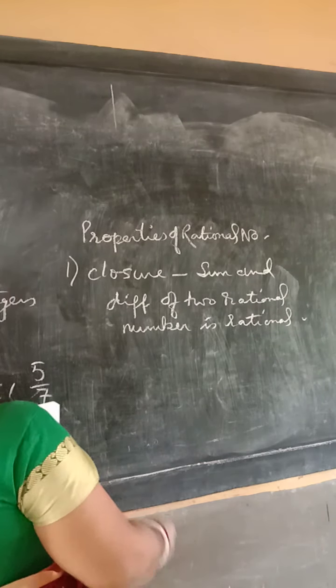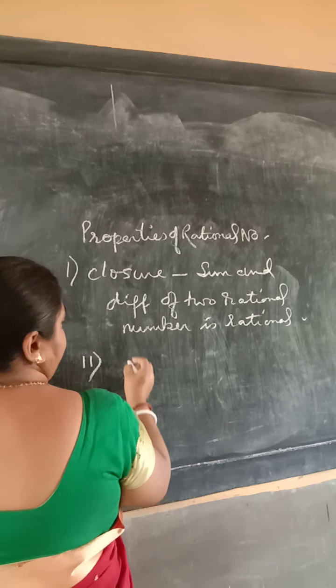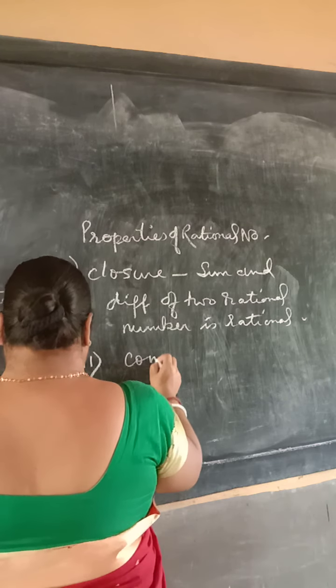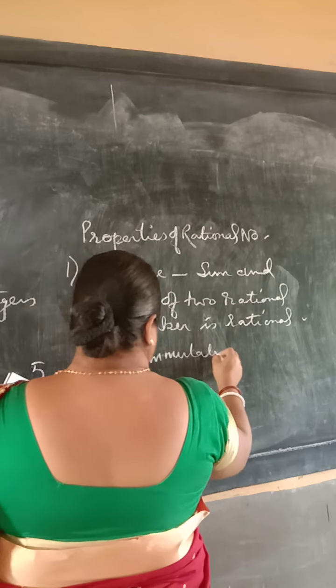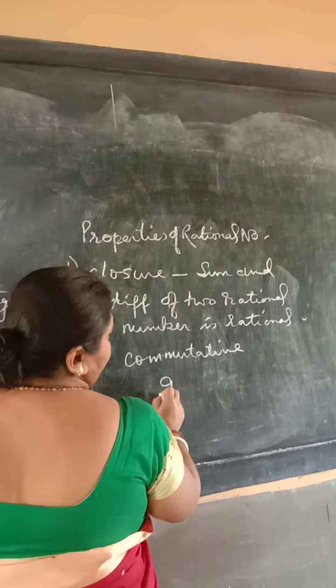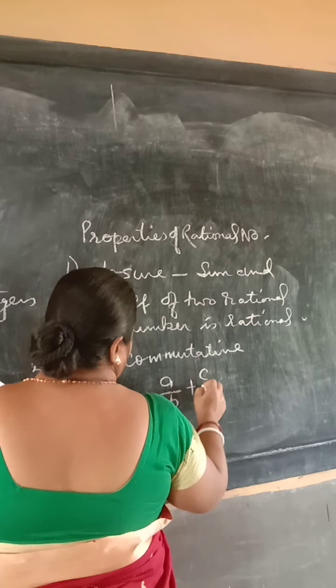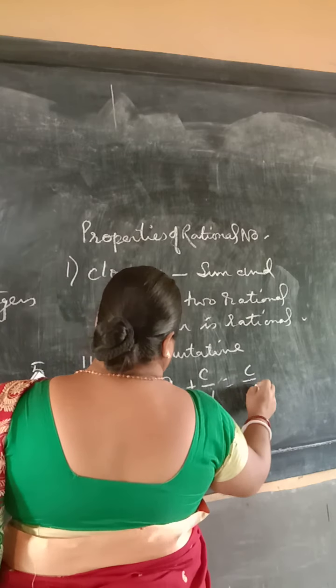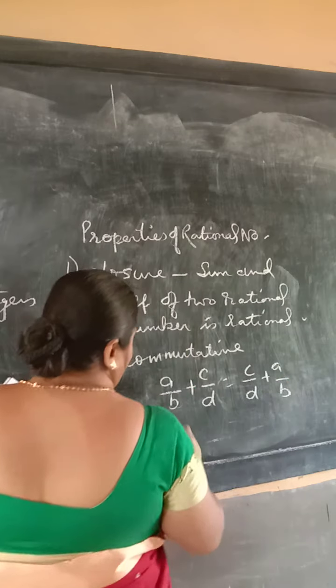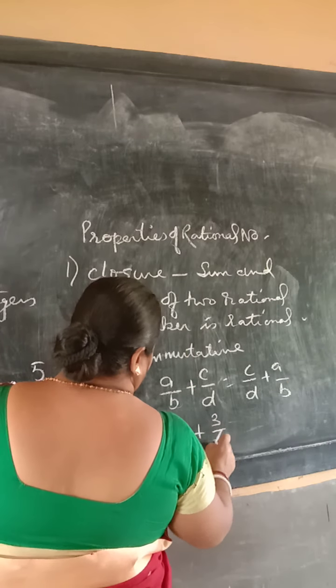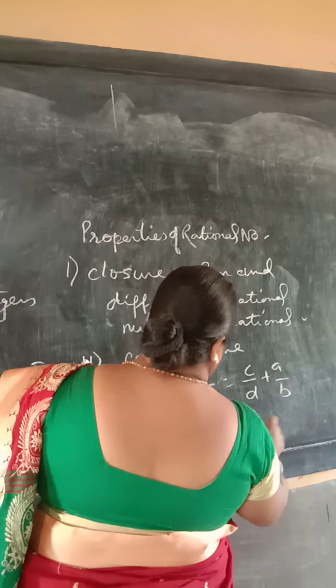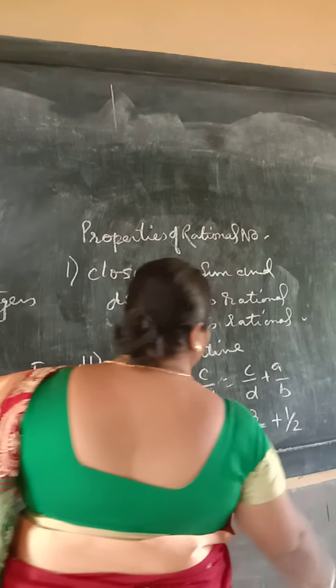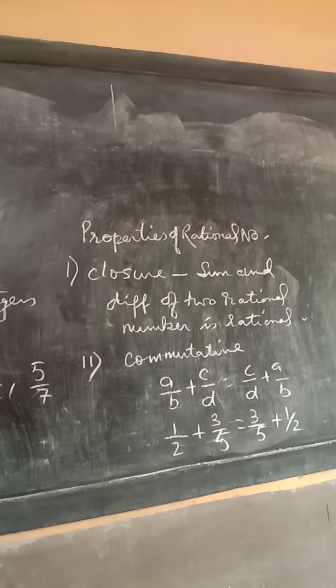The next is commutative. When we add two rational numbers, the meaning is a by b plus c by d is equal to c by d plus a by b. 1 by 2 plus 3 by 5 will be equal to 3 by 5 plus 1 by 2, but subtraction is not equal. Commutative property works only for addition and multiplication. It doesn't work for subtraction and division. Already you have learned.